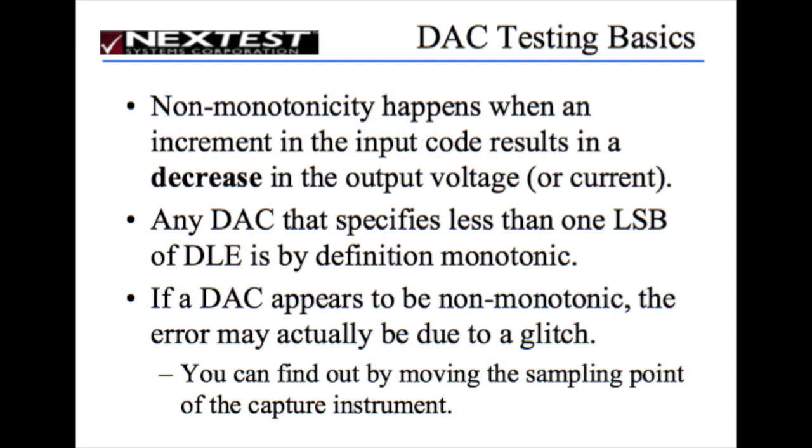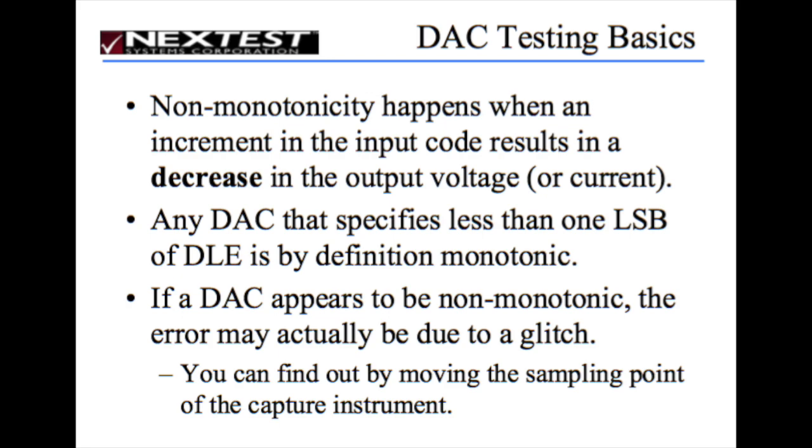Non-monotonicity happens when an increment in the input code results in a decrease of the output voltage or current. Any DAC that specifies less than 1 LSB of DLE is by definition monotonic. As long as the output voltage always goes up with the input value going up, then it's monotonic. But if the input goes up and the output goes down, that's non-monotonic. If a DAC appears to be non-monotonic, the error may actually be due to a glitch.